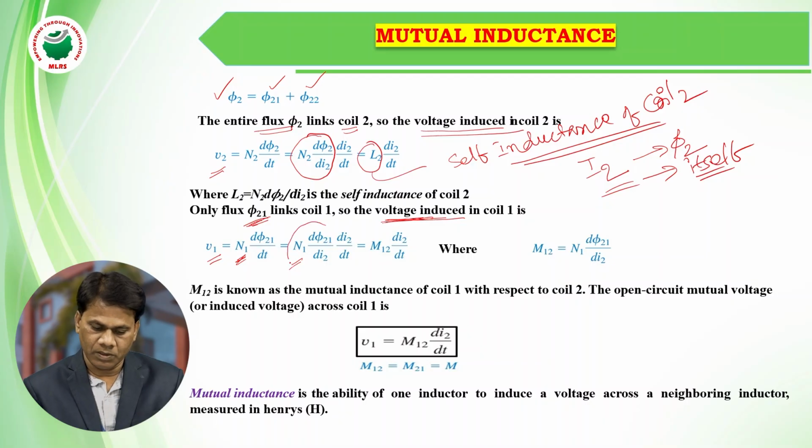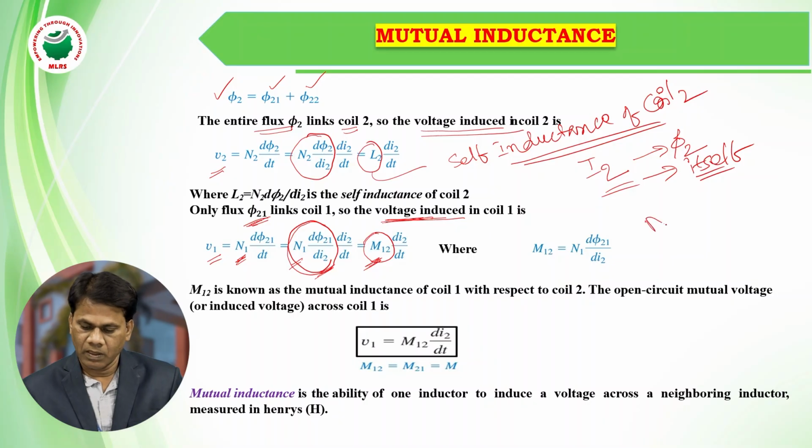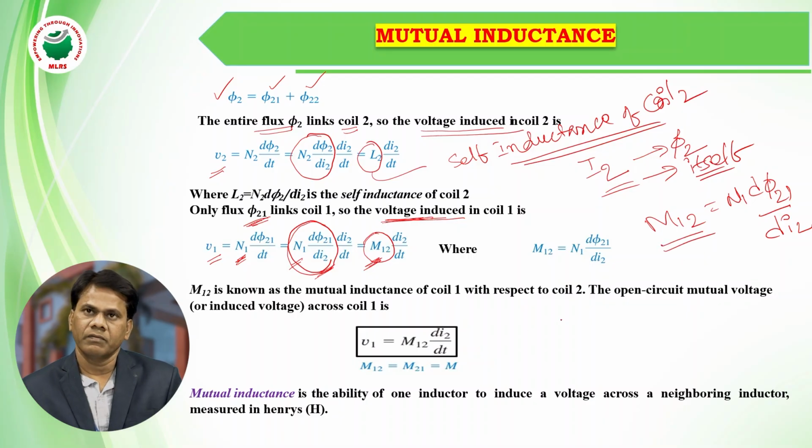So this is the constant. This is the opposition to changes in current in a coil, and this property is called inductance. That inductance is due to the mutual flux linking with coil 1, so we call it mutual inductance. M12 is given by N1 d phi 21 by di2. This is the mutual inductance of a given magnetic circuit.